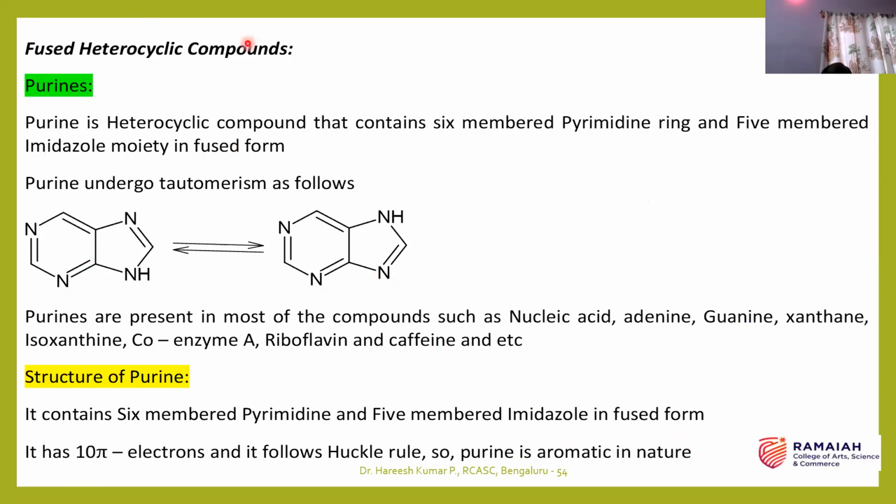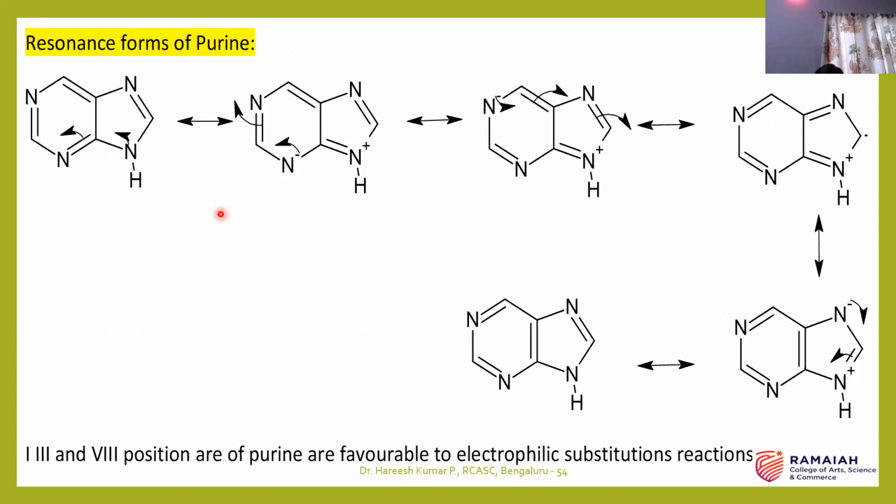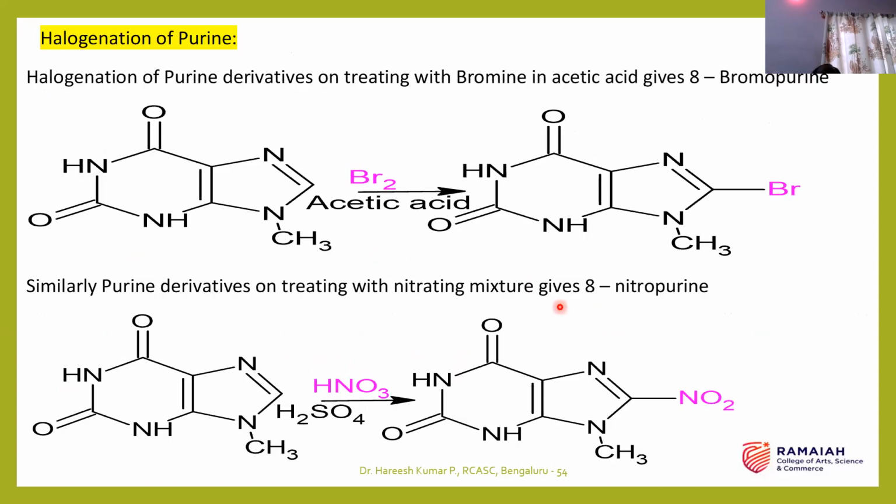And this is again purine. So purine is nothing but an imidazole fused pyrimidine. And write the structure of purine bases. Means you can write this or you can write the pyrimidine structure. And then purine is present widely in occurrence. It is present in nucleic acids, adenine, guanine, xanthine, isoxanthine, coenzyme A, riboflavin, and caffeine. So this is about the occurrence of purine. And these are the canonical forms. So this is the reactivity, eighth position. This position is called the eighth position.